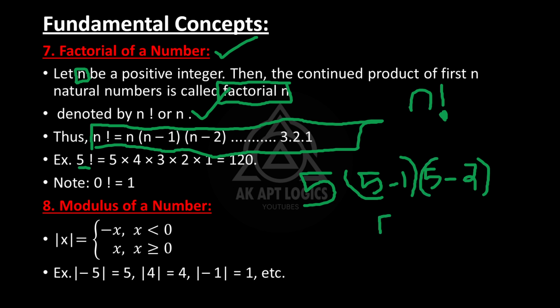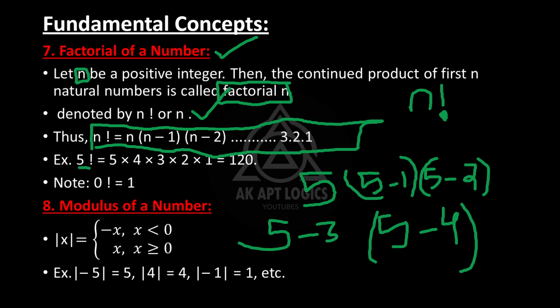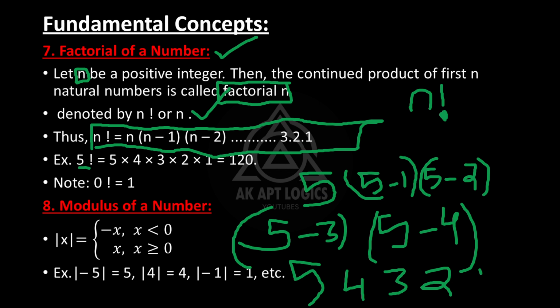Up to 5 minus 4, and before that there will be 5 minus 3, right? So if you write this out, you will get the result as 5 into 4 into 3 into 2 into 1. If you multiply all these values, you will get 120.